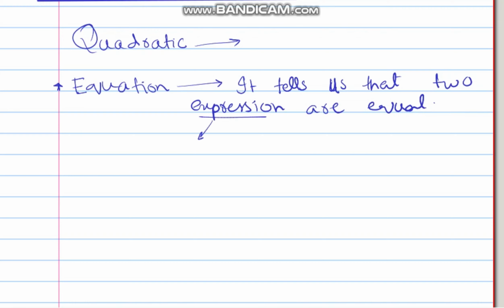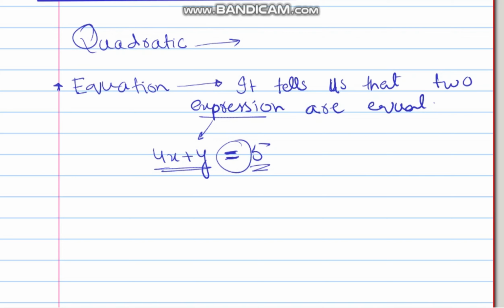For example, let me write down here an expression: 4x plus y is an expression, equals 5. So this is your expression, and 5 is also an expression. It is 5 and it is 4x plus y. So basically there is a sign of equality in between them, and it tells us that both things are equal. So this is called the equation.